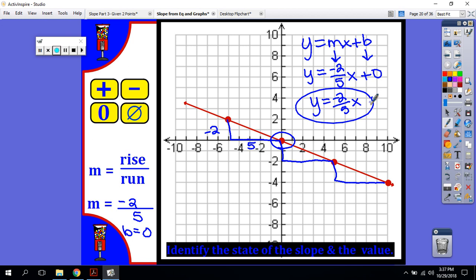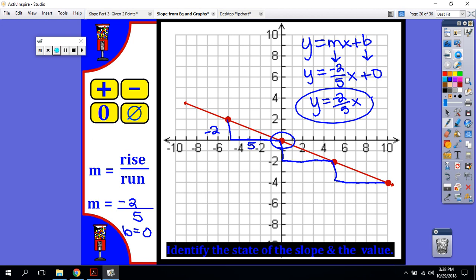Okay? Kind of like when we have a 1x. We don't write it as 1x in algebra. We write it how? As just an x. Okay? All right, so when you don't have a plus a number or minus a number, you know that means it goes through 0, 0. There's a +0 there. Okay?